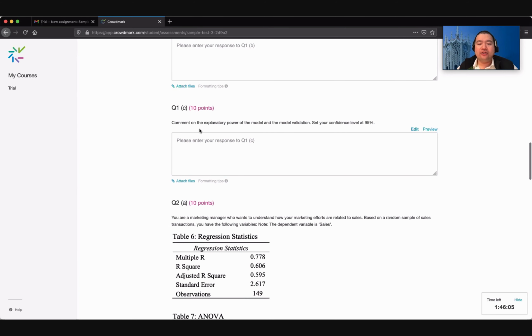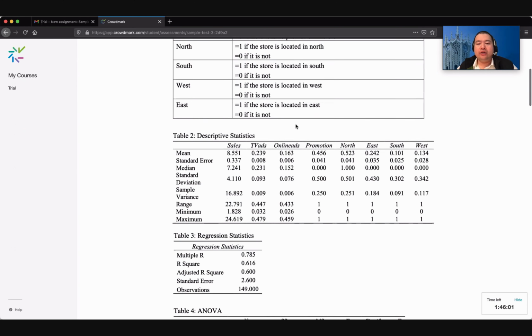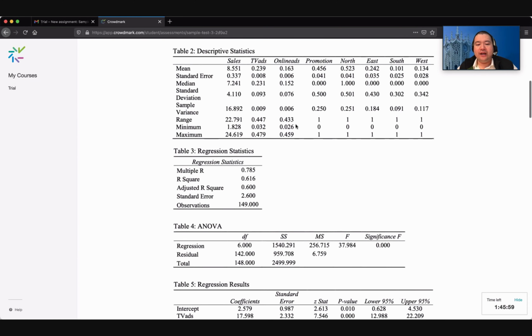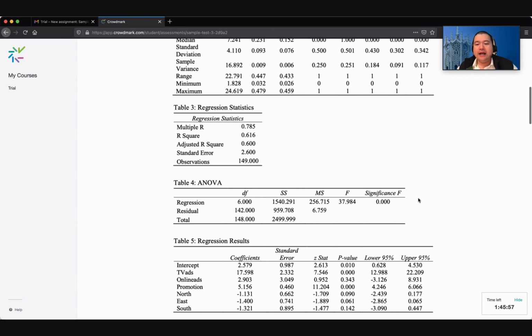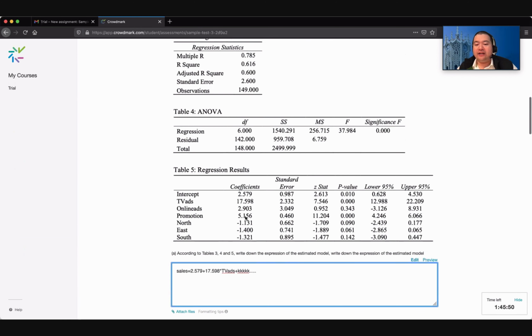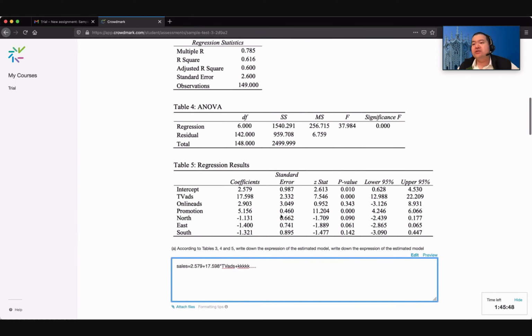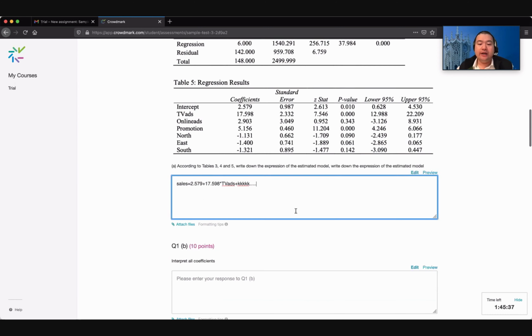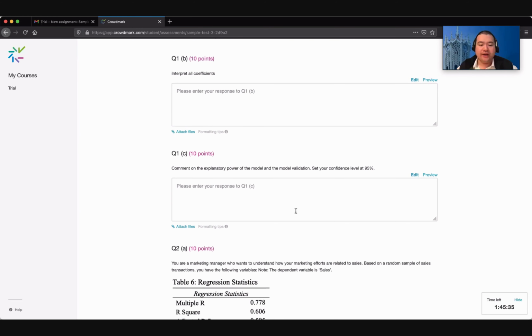Comment on the explanatory power of the model and the model validation. So here, because we provide you the adjusted R square and also the significance F, you can use these two to make a comment. Okay, but here I didn't show my previous students the residual plots, so they don't need to interpret the residual plots. But the residual plots also show how valid your model is, right? So you can also check the residual plots for your case.